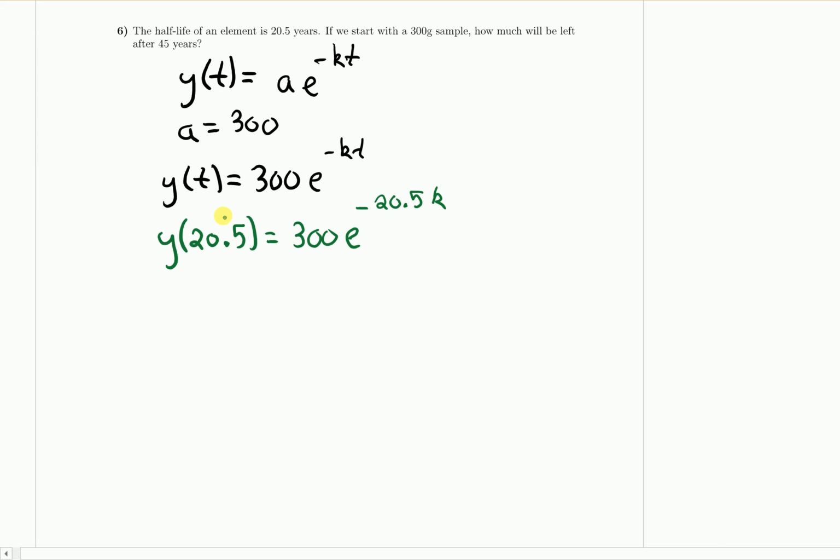When I plug in 20.5 for t, I should have half of what I started with. I started with 300 grams, so I should have half of that, which is 150. So y of 20.5 is 150, half of 300. So this equals 300 e to the negative 20.5 k.